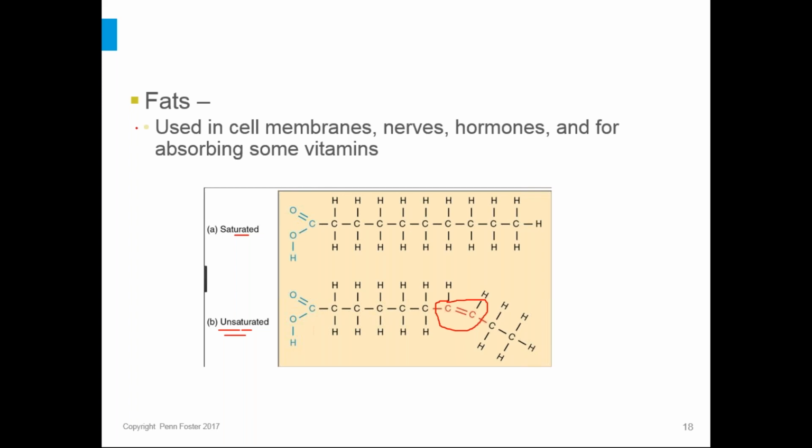Okay, so long story short, you need a little bit of fats in your body for these reasons, but again, most people have too much, and then there's some types that are okay and some types that are not good for you.